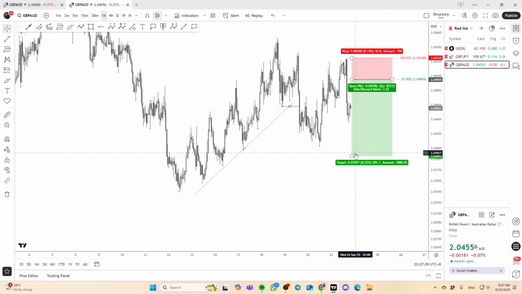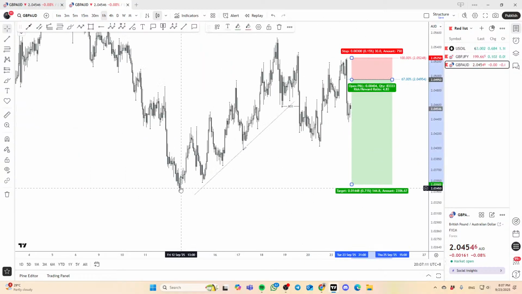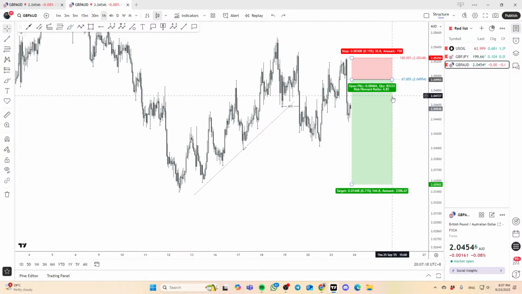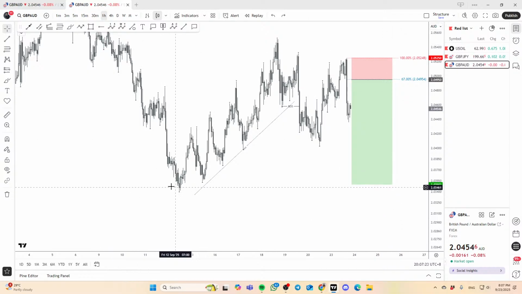Because I feel that this downside here can really extend towards this low area, which will give us a very healthy risk to reward ratio. Based on this, it's about 4.8, potentially going to 5. And this one here is just the hourly.